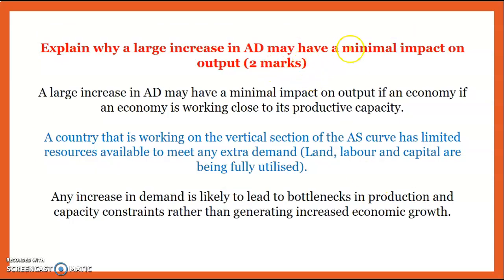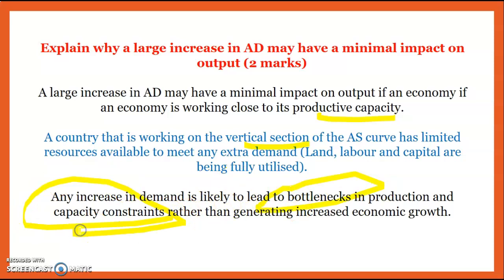Explain why a large increase in demand may have minimal impact on output. Basically, if we're at our productive capacity, we're working on the vertical section of the aggregate supply curve, resources are limited, and any increase in demand is going to lead to bottlenecks in production and capacity constraints, which occurs when we're close to our productive capacity, rather than generating increased economic growth.